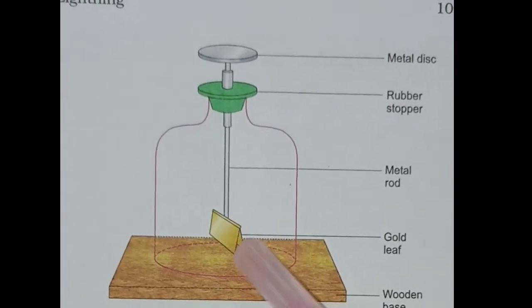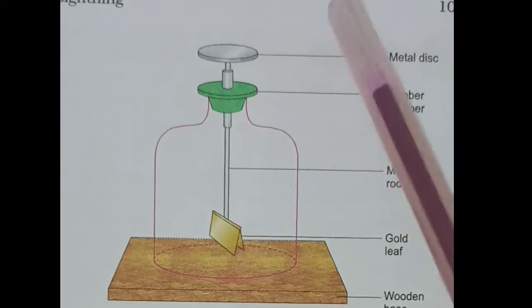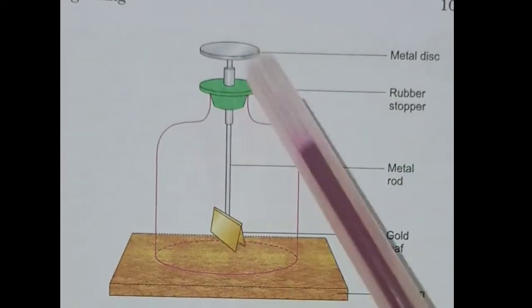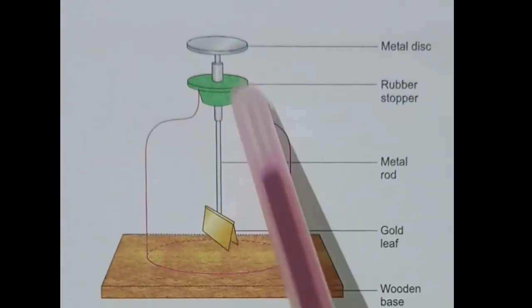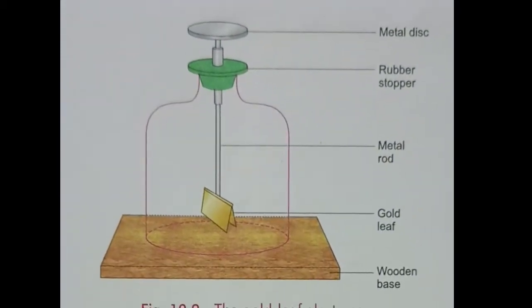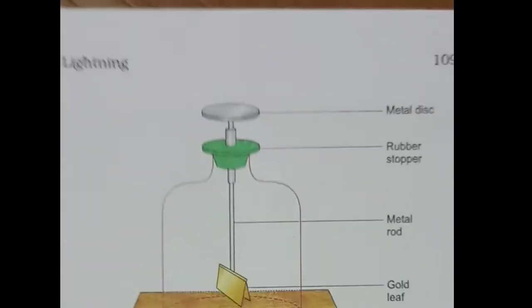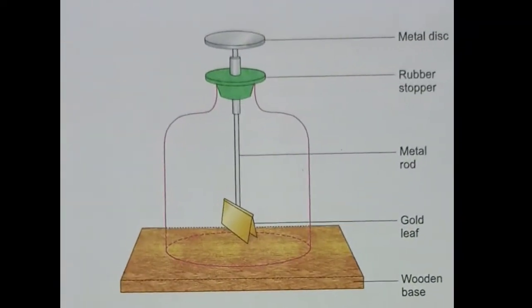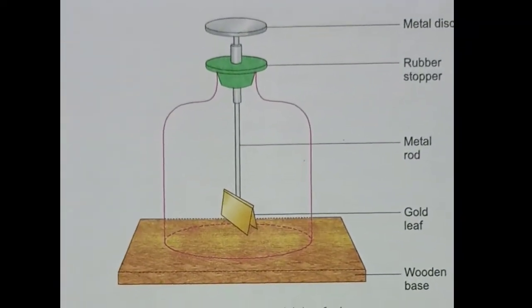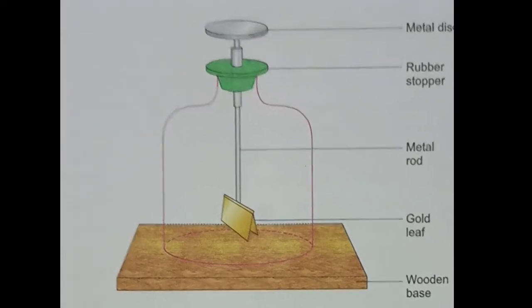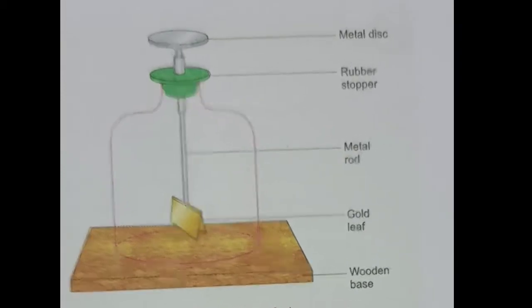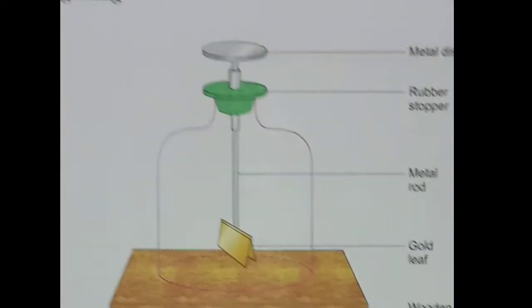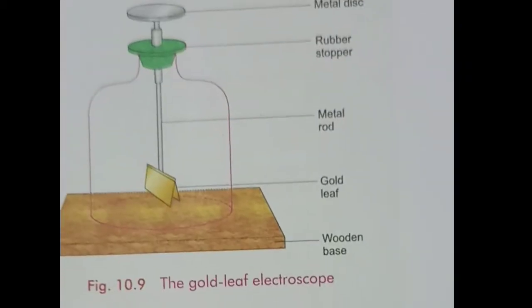But to know whether the body I have brought and touched is positively charged or negatively charged, first we have to charge this electroscope with a particular charge. For example, we know that when we rub a glass rod over silk, it gets positively charged. We have studied in the earlier page that when we rub a glass rod over silk, it gets positively charged.